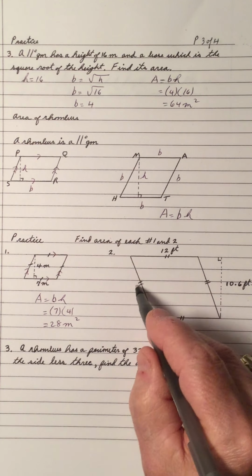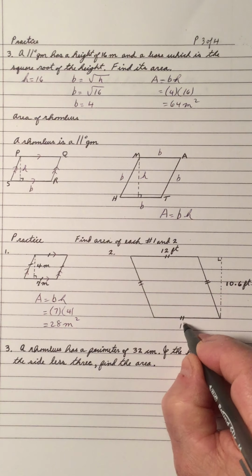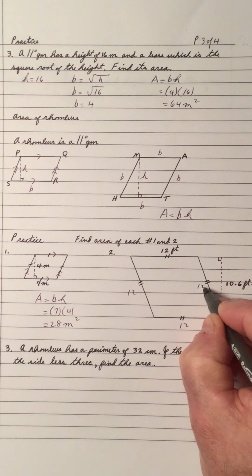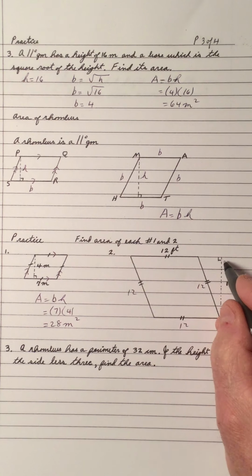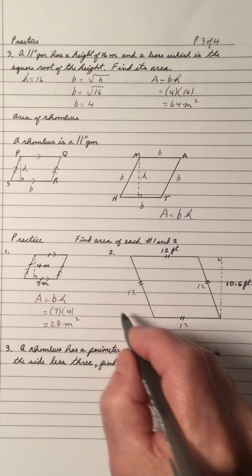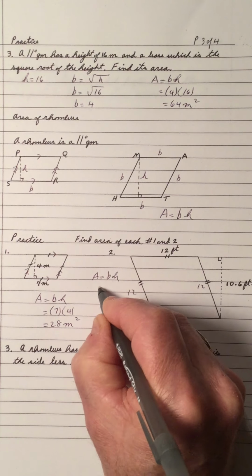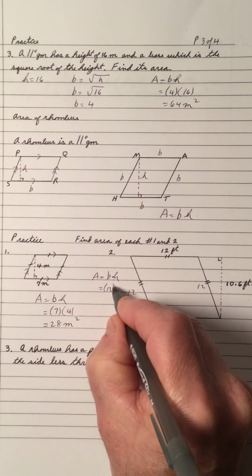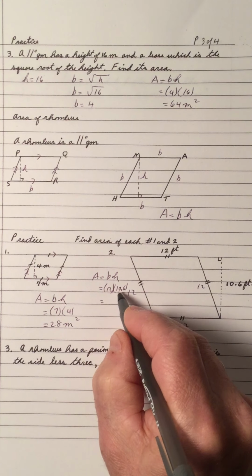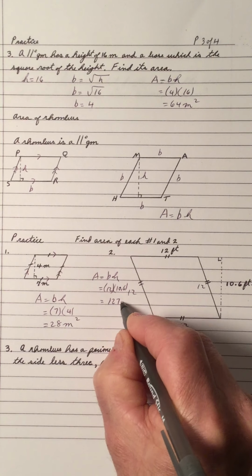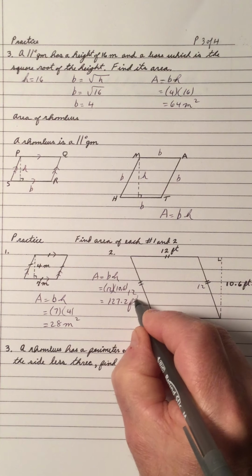And we have another rhombus. All 4 sides are equal. We have a base of 12 here. Remember, all these sides are 12, because it's a rhombus. And the height is the perpendicular distance between the 2 parallel lines. So there's the height of 10.6. So the area is base times height. The base is 12, and the height is 10.6. We multiply that out, we get 127.2. Use your calculator. And we got feet, so we got square feet.